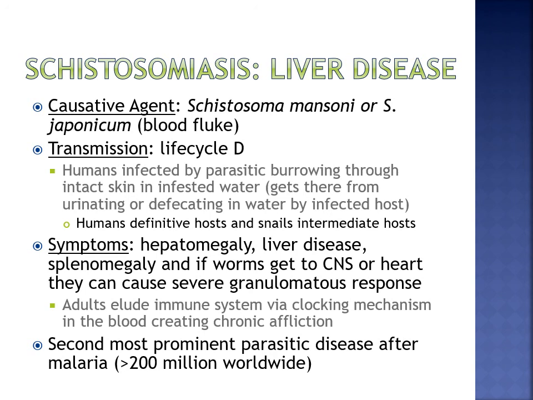One of the biggest problems we have with this particular helminth is that it can actually hide from the immune system. It does this via a quote-unquote cloaking mechanism, where it covers itself with proteins found in our blood, so our body really can't see the fluke. It just sees our cells all around this worm, so it can create a chronic affliction. It can create this issue long term, which is how we get to liver disease, because it's constantly having issues.